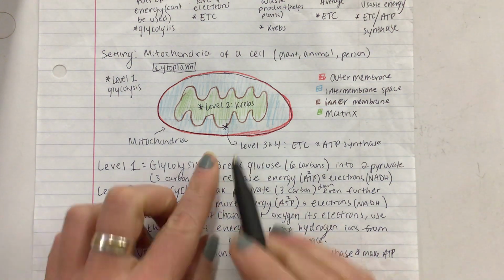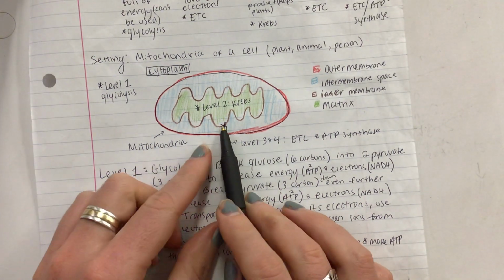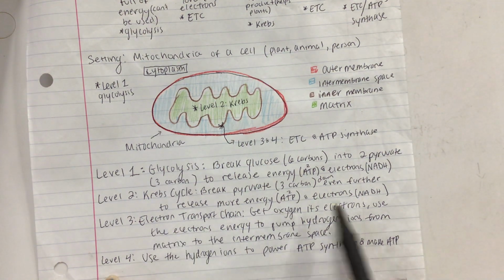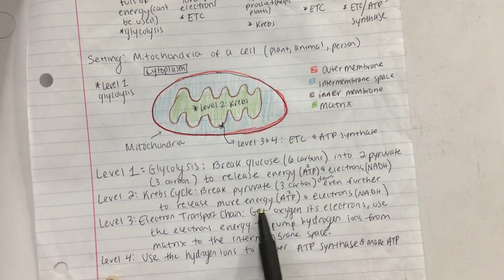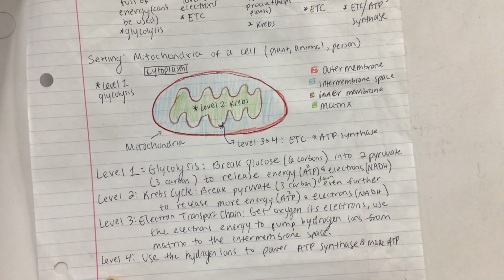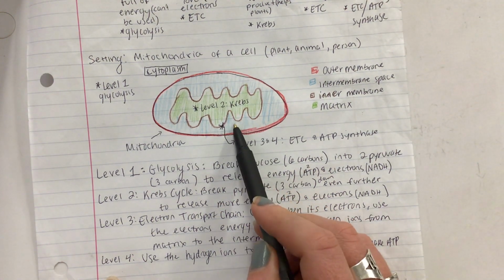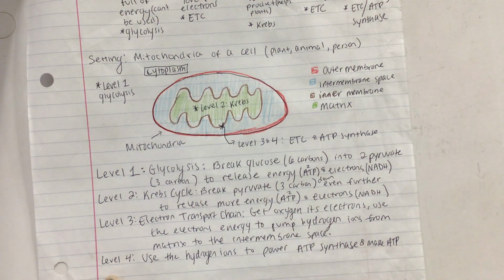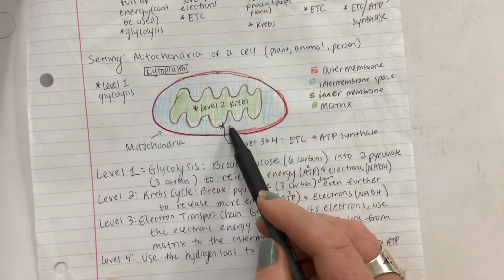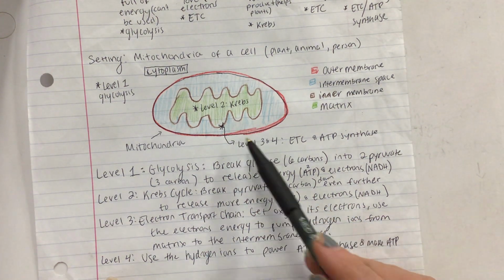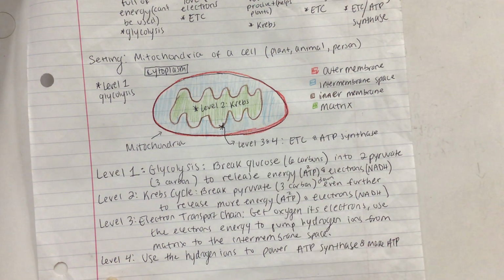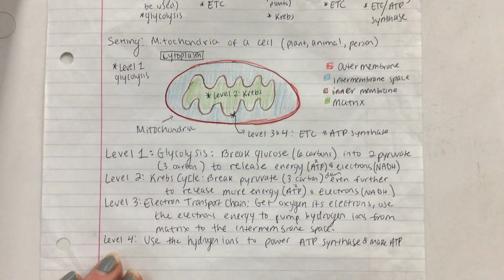Once you've beat that level, you now have the electrons needed and the energy needed to go to level 3, where you must quickly get oxygen its electrons. And as you get oxygen its electrons, you can use the energy from those electrons to pump hydrogen ions from the matrix into the intermembrane space. Finally, once you got those hydrogen ions where they need to be out here in the intermembrane space, you can send them back through ATP synthase, which is sitting in this membrane, and that will end up making ATP. Therefore, you have completed your task.